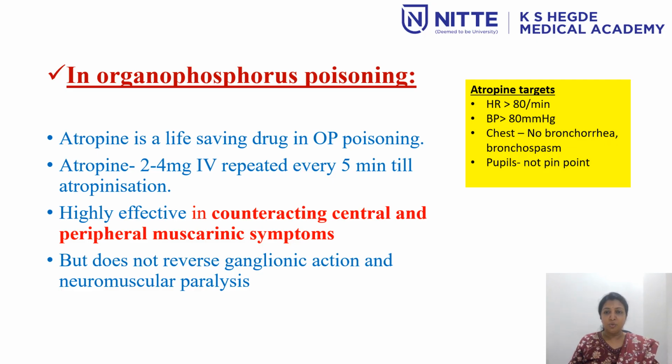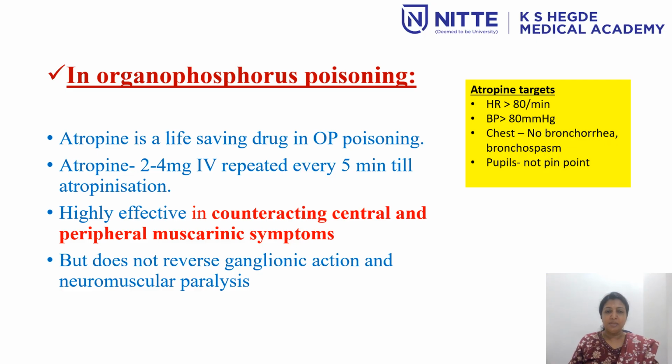There should be no bronchorrhea or bronchospasm, and the pupil should not be pinpoint. So how is atropine effective in organophosphorus compound poisoning? As you know, organophosphorus compounds are anticholinesterases. So you're giving atropine, which is an antimuscarinic drug.